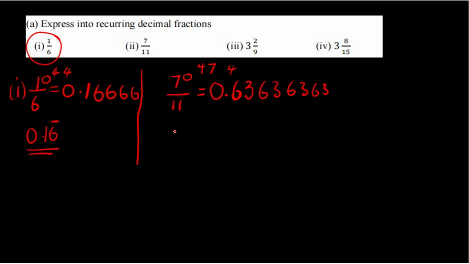Now, what are the numbers that are repeating? The numbers repeating are 6, 3, 6, 3, 6, 3. So it will be 0.63, with 63 repeating. So you put the bar there. That is your answer. Now let's go to question 3.